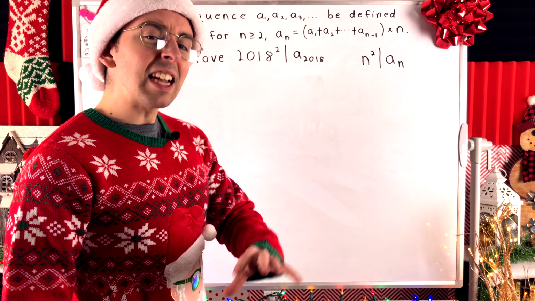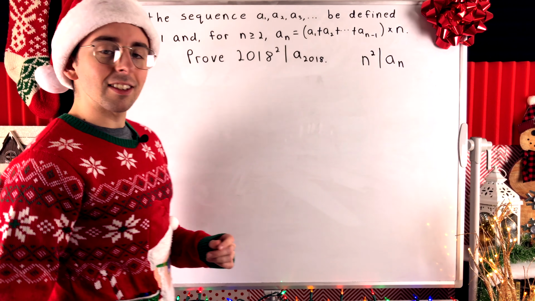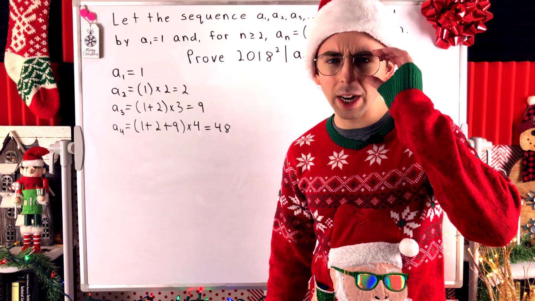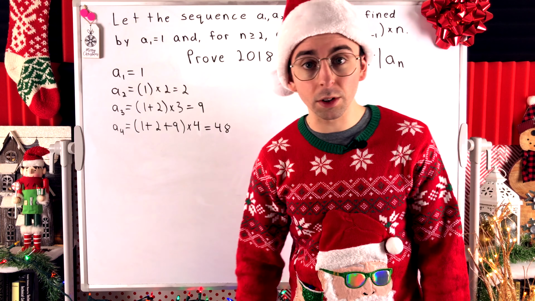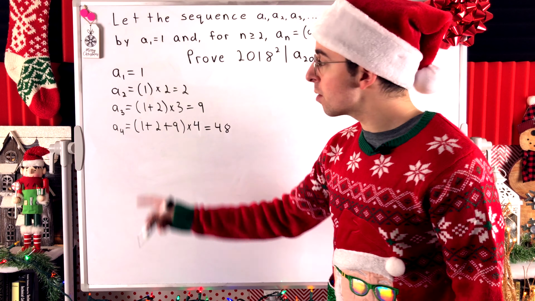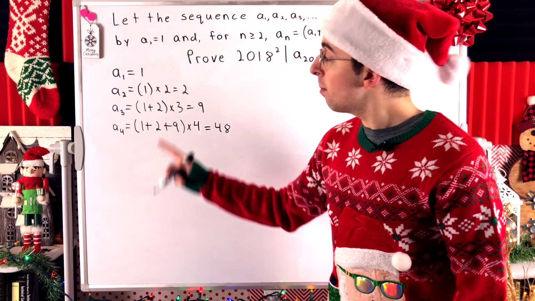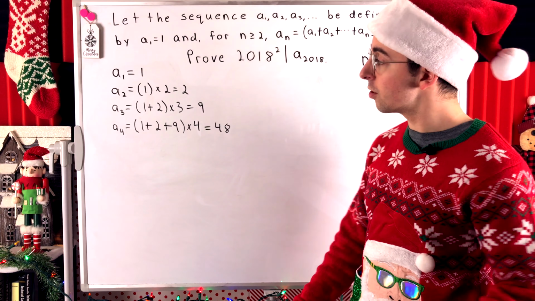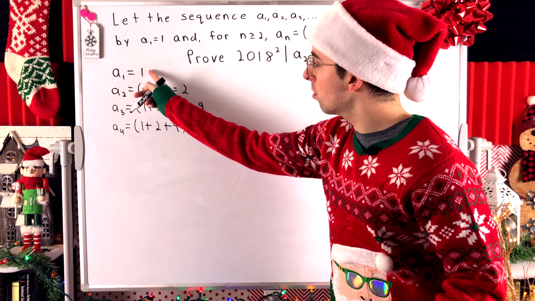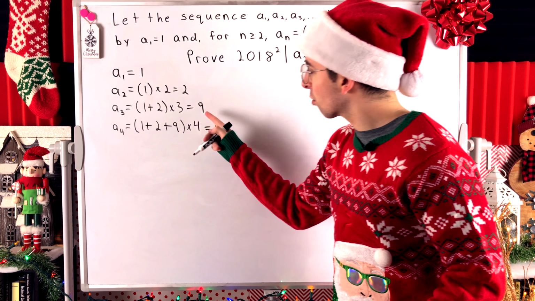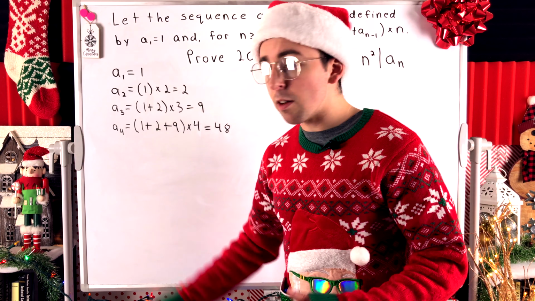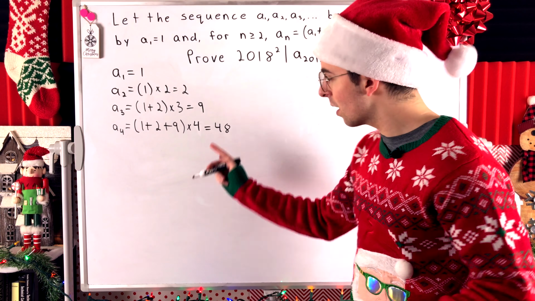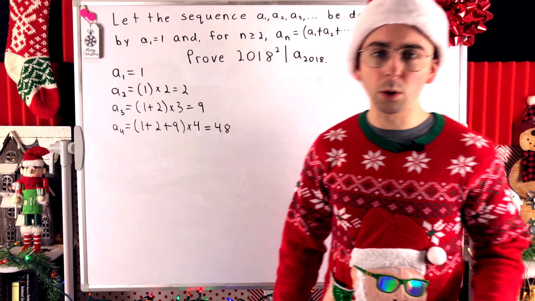A reasonable place to start would be to take a quick look at the first few terms of our sequence to get a good idea of what they look like. And here are the first few terms of our sequence. A1 is defined to be equal to 1. A2 is the sum of the previous terms. In this case, that's just 1 multiplied by the position of A2 in the sequence, so multiplied by 2. That is equal to 2. A3 is the sum of the previous terms, 1 plus 2, multiplied by 3. That's equal to 9. And then A4 again is the sum of the previous terms, 1 plus 2 plus 9, which is equal to 12, multiplied by 4, which is equal to 48.